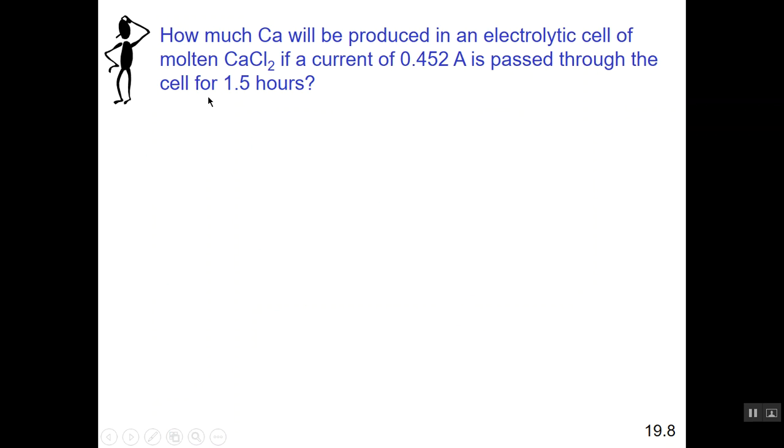So let's look at this example. This question says, how much calcium will be produced in an electrolytic cell of molten calcium chloride if a current of 0.452 amperes is passed through the cell for 1.5 hours? So let's look at the reaction that takes place.